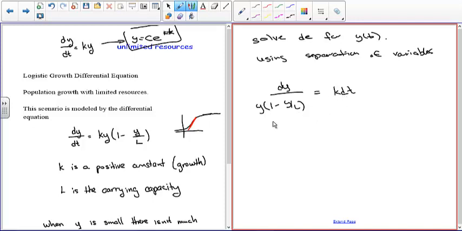Obviously the left-hand side is going to be much more difficult to solve. To simplify things, I'm going to multiply both the numerator and the denominator by L. What that does is it'll get rid of this fraction. So I'll have L times dy divided by y times (L minus y). By multiplying here by L, this one becomes L, and here you get y over L times L, which is just y. And then the right-hand side is k times dt.